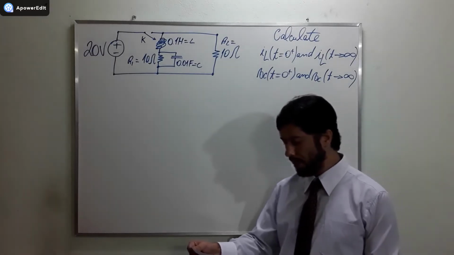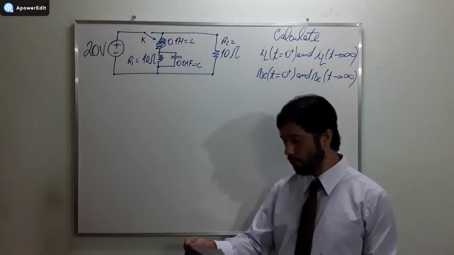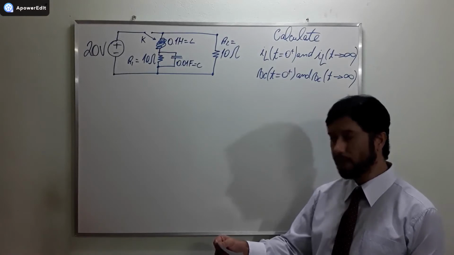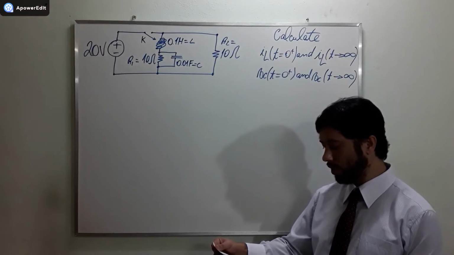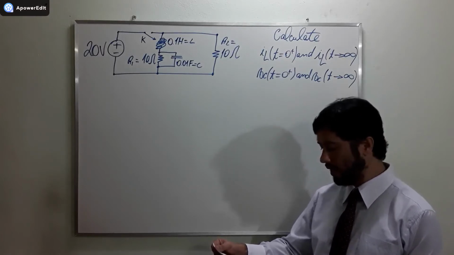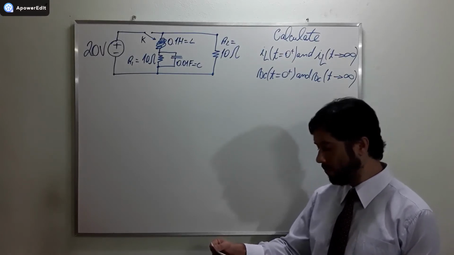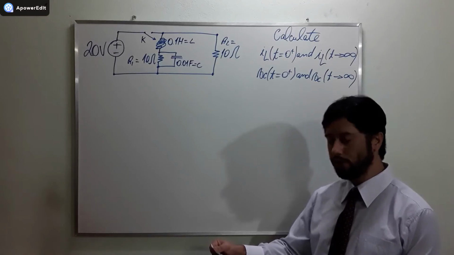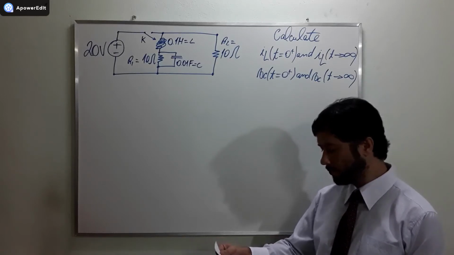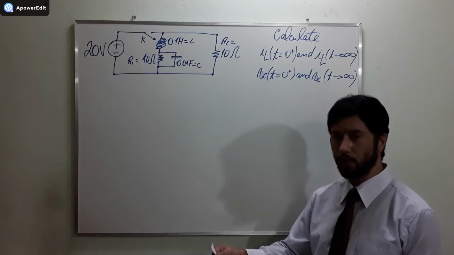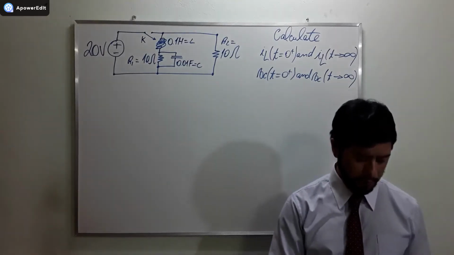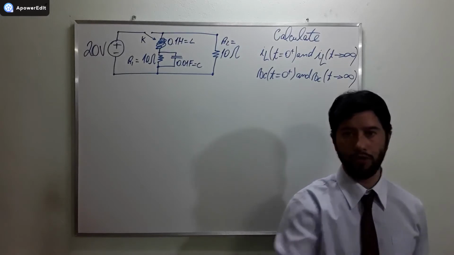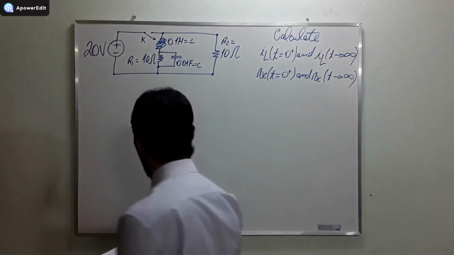What are the initial and final values of the currents through the inductor, IL(t = 0+) and IL(t → ∞), and the voltage across the capacitor, VC(t = 0+) and VC(t → ∞)? Okay, so this is the problem, and then we are going to solve it right now.